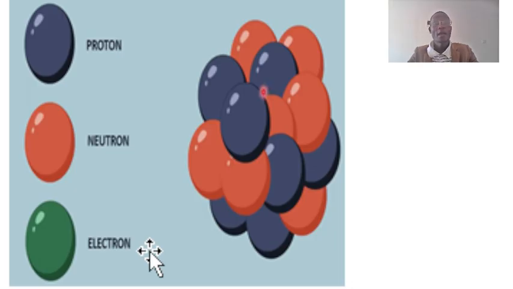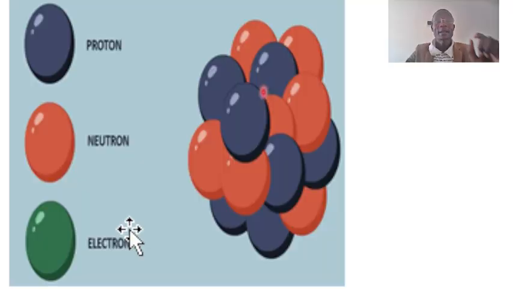As I have said, an atom is comprised of three subatomic particles: electrons, which are negatively charged, protons, which are positively charged, and neutrons, which are chargeless. Together, protons and neutrons form the nucleus, while the electrons orbit around the nucleus.